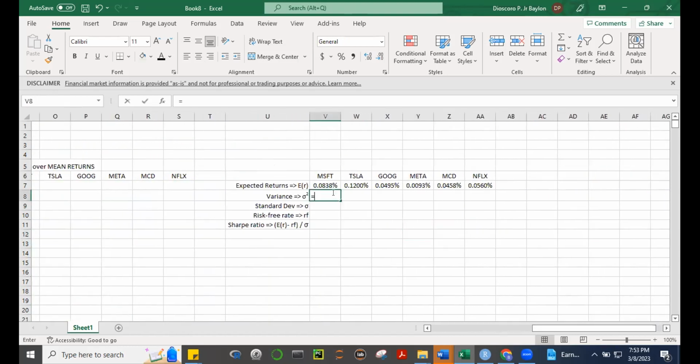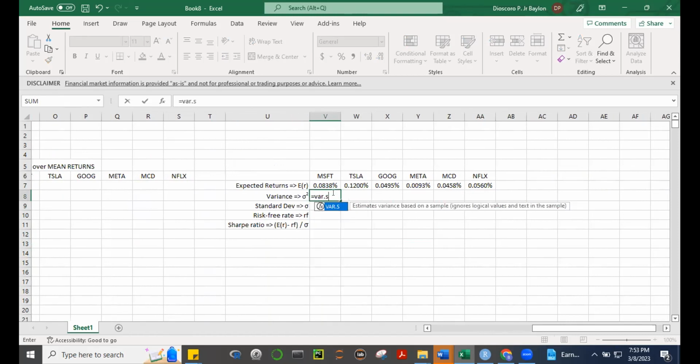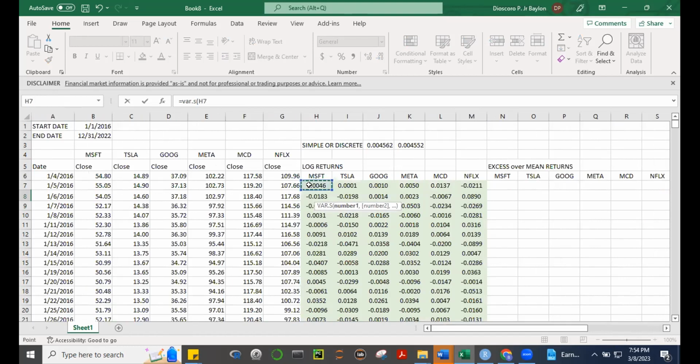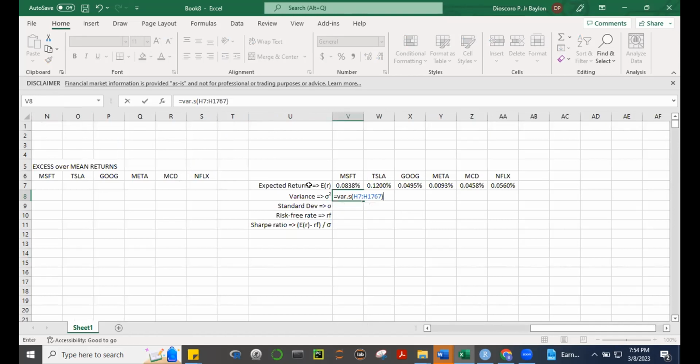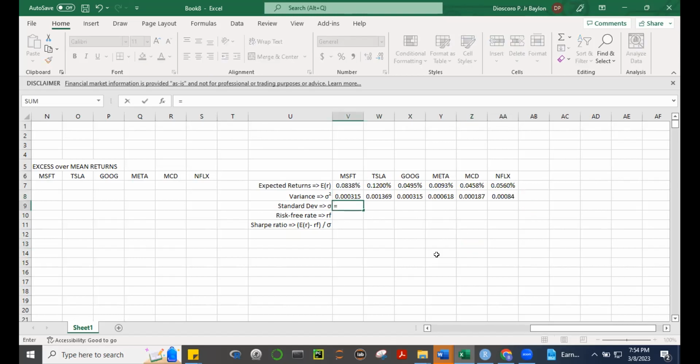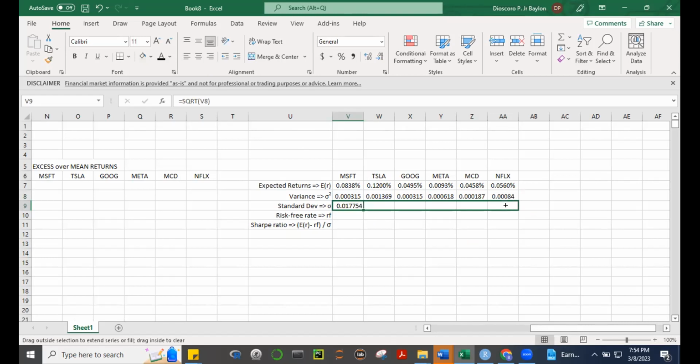And then you have the variance, which is just equal to VAR.S, kasi sample lang naman yan. VAR.S of your returns. Okay. All right. So that's our variance. Okay, for the standard deviation, you can use STDEV.S, or you can just get the square root of your variance. Let's just get the square root of the variance.